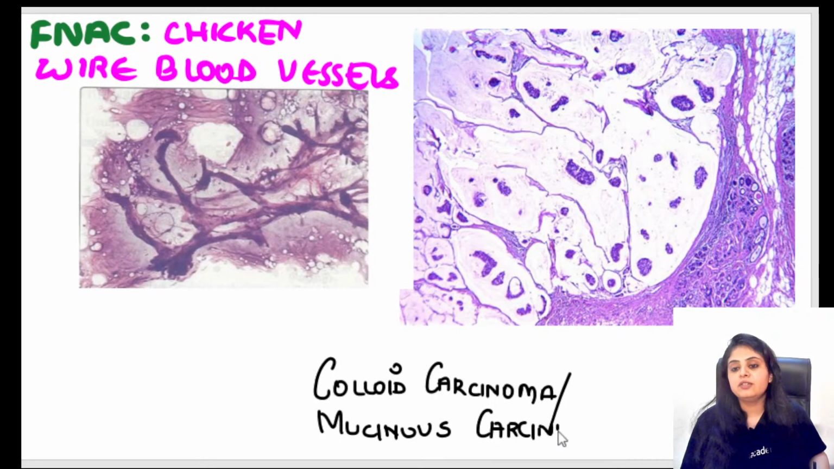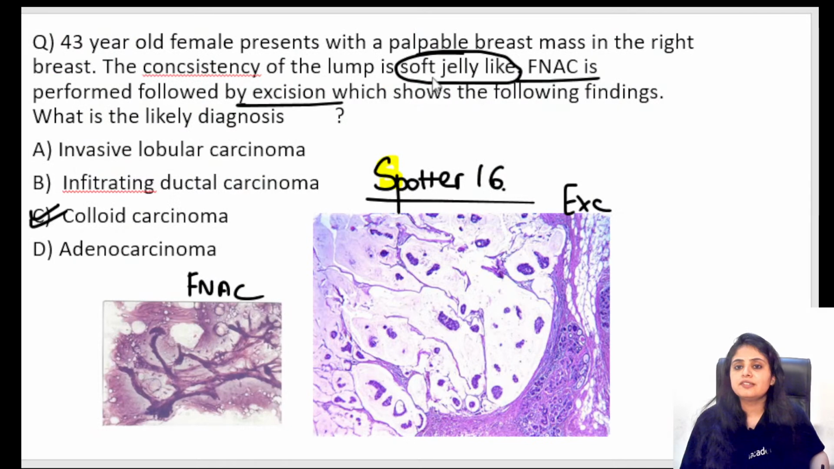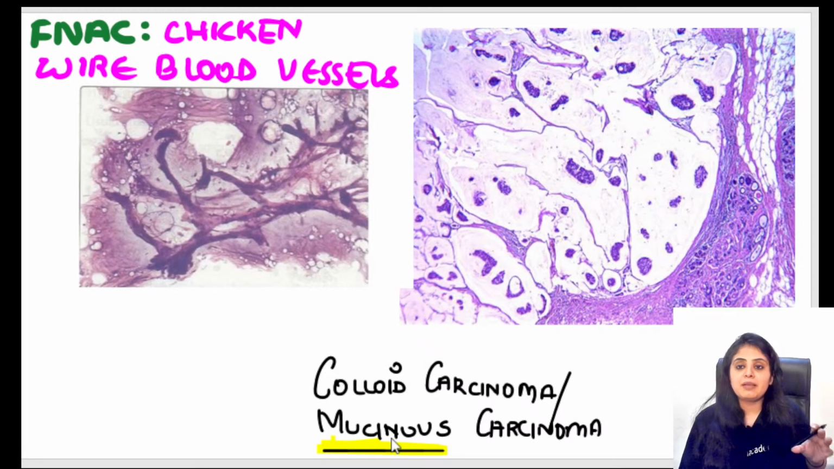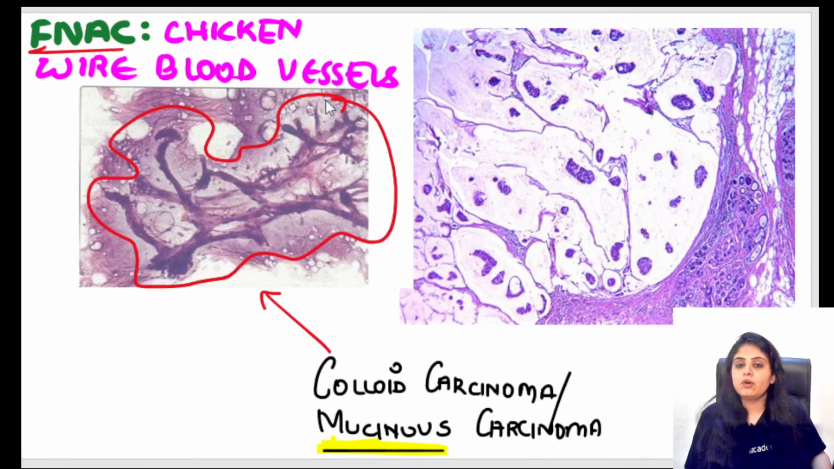So what can I say? You'll say, ma'am, this tells me there's a lot of mucin, common sense, lot of jelly, lot of mucin. And that is why my patient has a mass which is very soft and jelly-like. Why? Because this is a mucinous tumor. It has a lot of mucin, so the palpation will be very soft. When I do an FNAC of this lump, I see that these are all blood vessels, entangled.